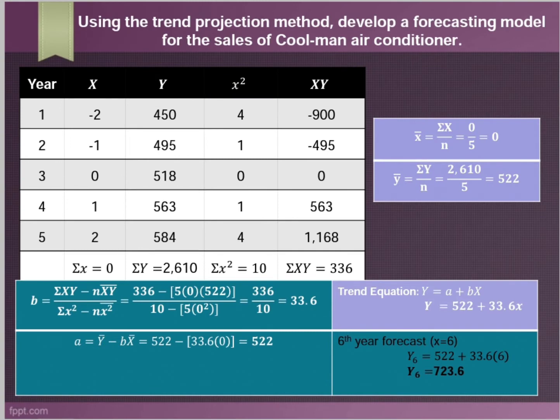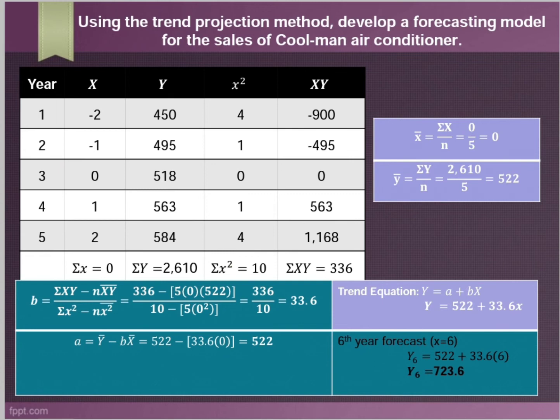Using the trend projection method, develop a forecasting model for the sales of Coolman air conditioners. So here is the first table showing the computation of the summation of x, the summation of y, the summation of x squared, and the summation of x and y. As we can see, our n is an odd number, 5. So in the middle year, we are going to assign 0 to it, then assign the upward values in increments of -1, and the downward with +1.